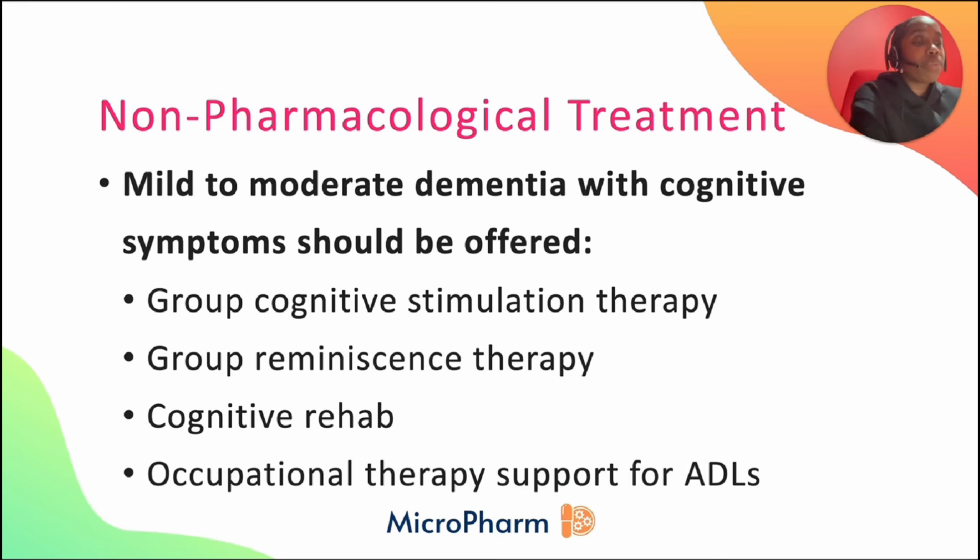So just to very briefly touch on non-pharmacological treatment options, this is mainly psychological therapy. What's also important in dementia, if they have mild to moderate dementia, then they should be offered these supportive psychological type therapies. Again, this slide is just sort of more for your understanding.